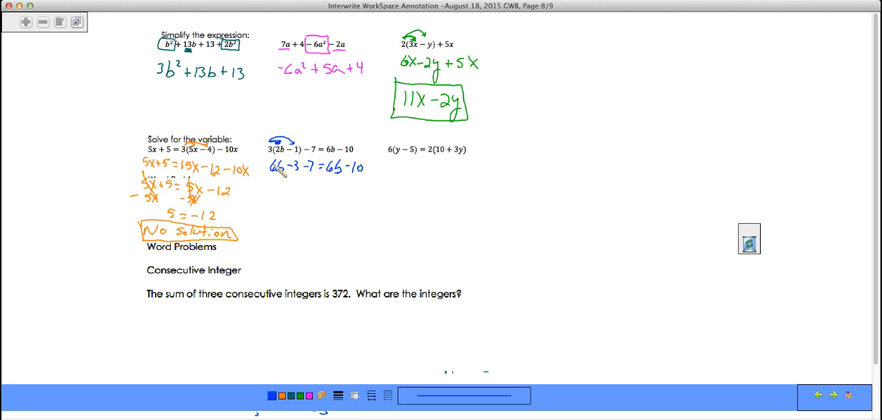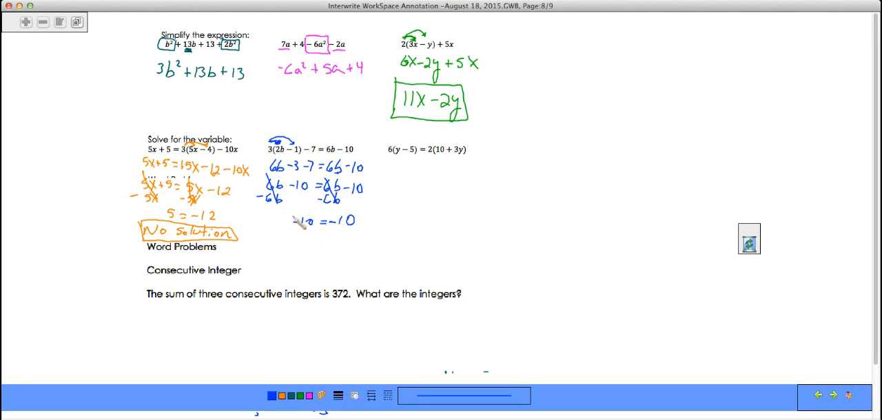Okay, next we're going to get our like terms together. On the left-hand side, I don't have any other b's, but I have negative 3 minus 7, which is negative 10. So I have 6b minus 10 equals, there's no like terms over here, so 6b minus 10. Now subtracting the 6b, those cancel on both sides, and I'm left with negative 10 equals negative 10.